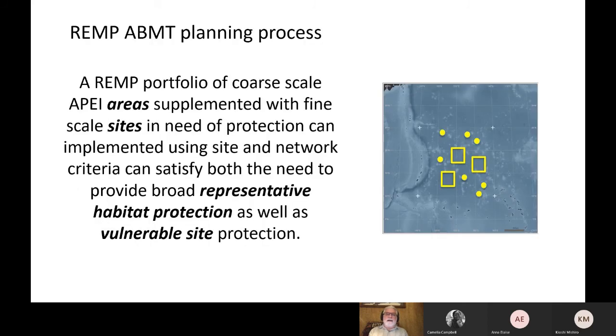So building a regional environmental management plan and the area-based management tools in that process generally would provide a portfolio of both coarse scale areas supplemented with fine scale sites to hopefully create a representative system of habitat protection and vulnerable site protection.